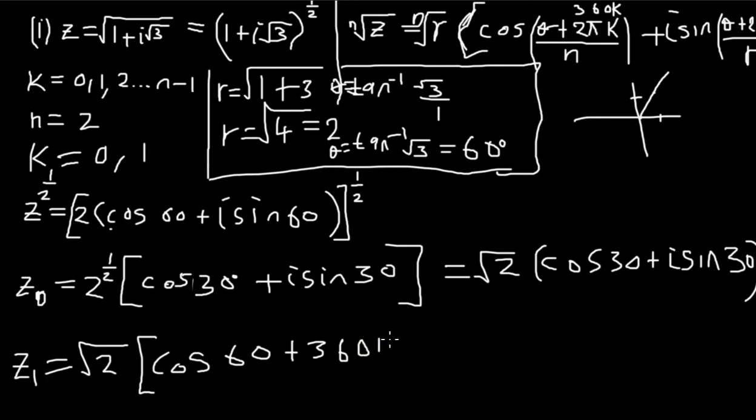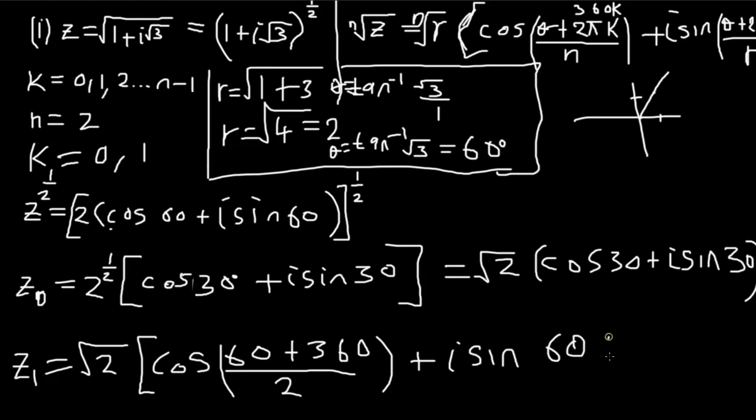So my k now is going to be 1. So 1 times 360 is just the same as 360. Then divide by, my value of n there is 2. So I'll put 2 there. Then plus i sine 60 plus 360, everything over 2. Then I'll close my brackets like that.